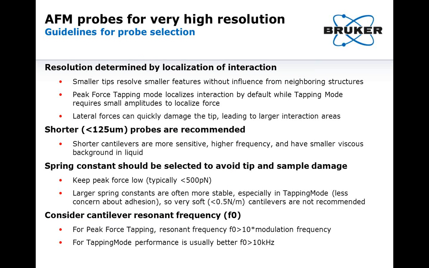So, to review, some key points for selecting probes for very high resolution imaging. The resolution of a given AFM image is determined by the apex of the probe. So a small tip is able to resolve features without influence from neighboring structures. For high resolution imaging in air, we want to use PeakForce tapping rather than tapping mode, or to move towards imaging in fluid. We want a short cantilever. As we mentioned earlier, the short cantilever provides greater sensitivity. And we want to select our spring constant to avoid tip and sample damage.